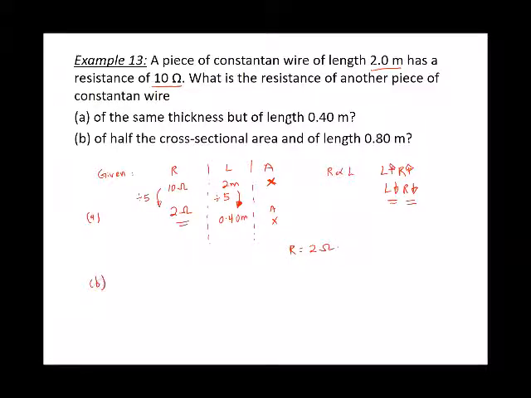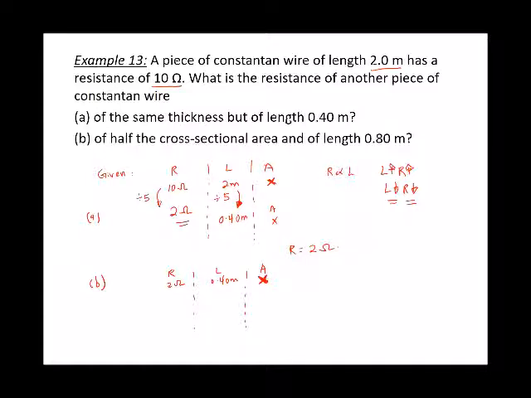What about this one? The resistance of another piece of wire of half the cross-sectional area and of length 0.8 meter. I'm going to start with the answer at A first. So I already know the resistance is 2 ohms, when the length is 0.4 meters, when the cross-sectional area is X. I don't know what X is, so I just put it as an unknown value.